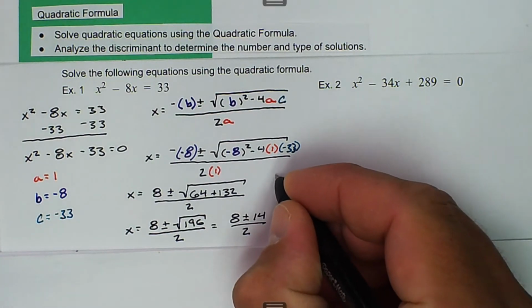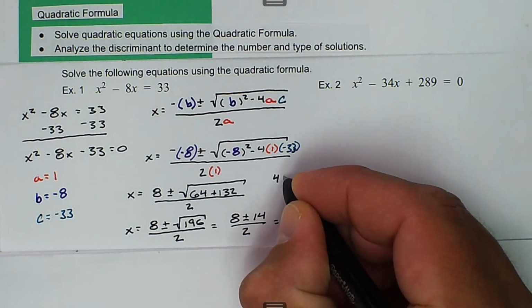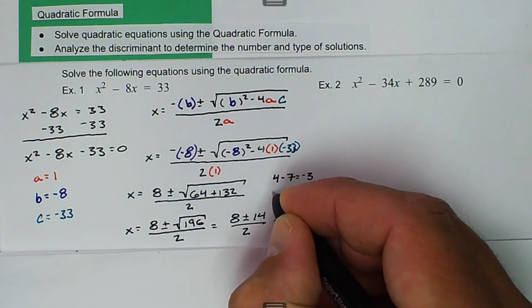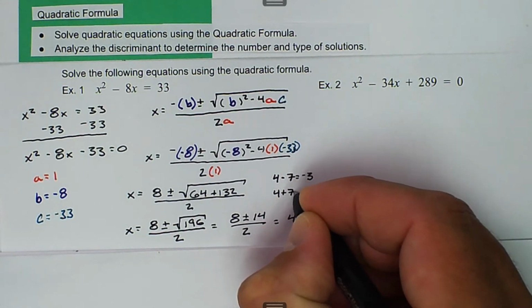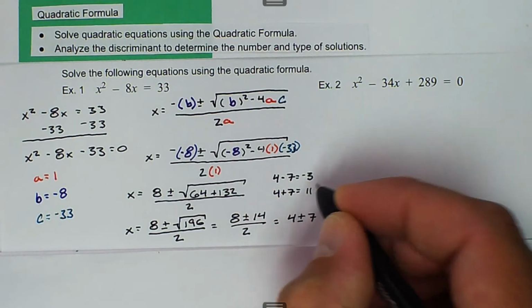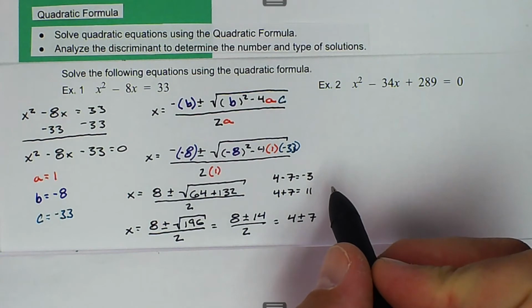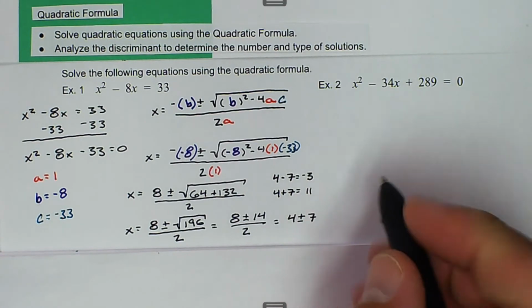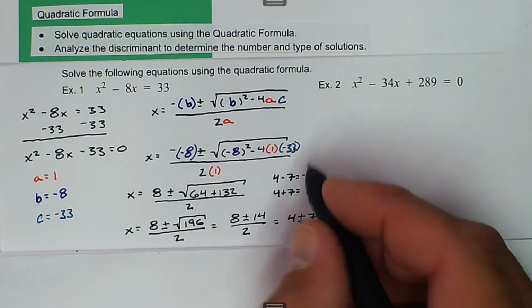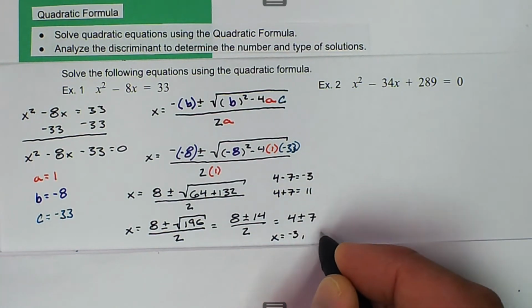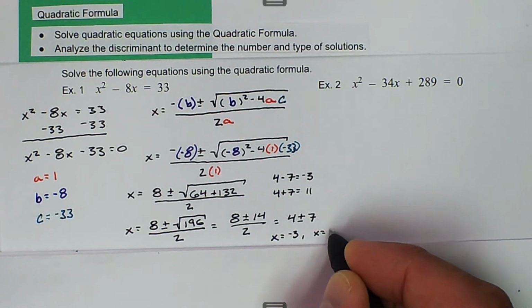So we can say 4 minus 7 is equal to -3, and 4 plus 7 is equal to 11. And when we're all said and done, that tells us that we have x is equal to -3 and x is equal to 11.